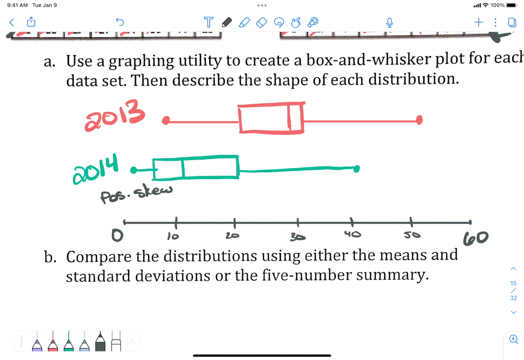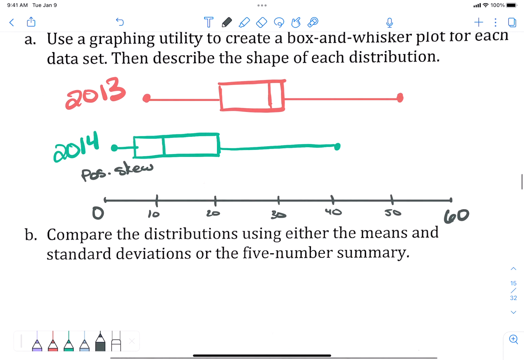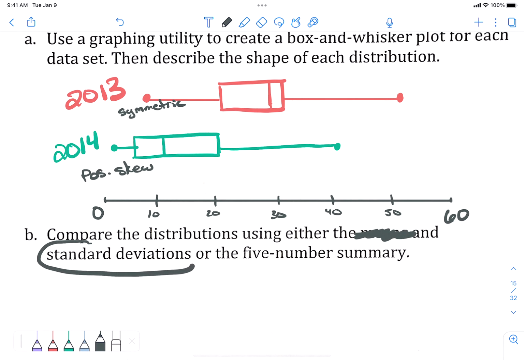That's definitely positively skewed. So if we're comparing them, I would say that 2013 is more symmetric. Let's label it symmetric, even though it's not perfectly symmetric, but it's more symmetric than 2014. B says compare the distributions using either the means and standard deviations or the 5-number summary. This time, instead of using the means, let's talk about the standard deviations, or their groupings.